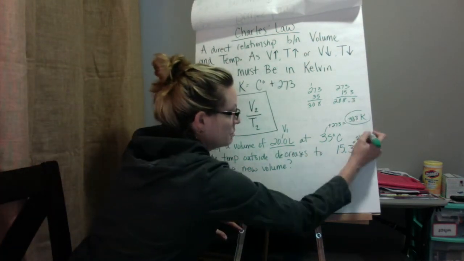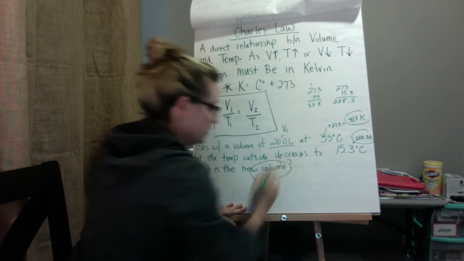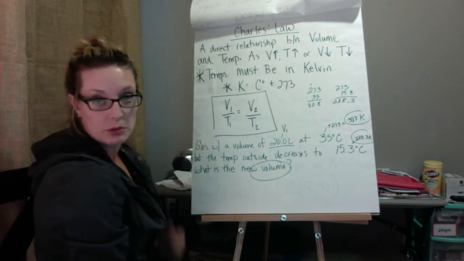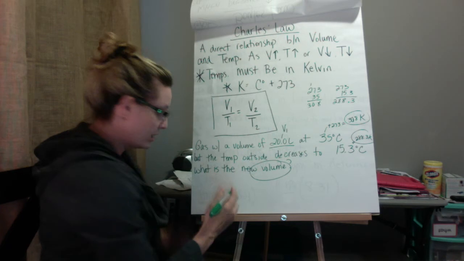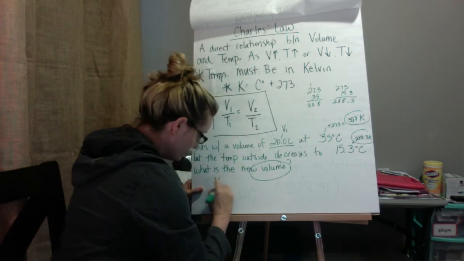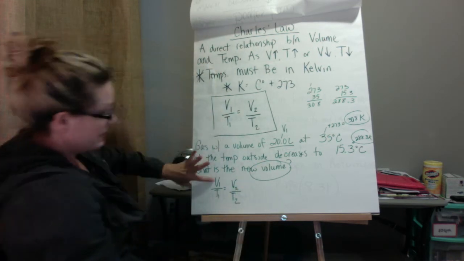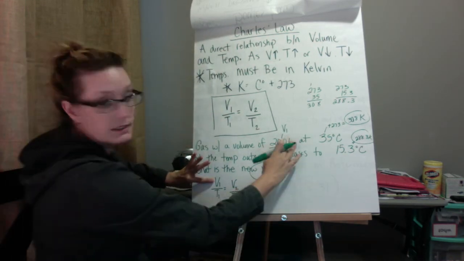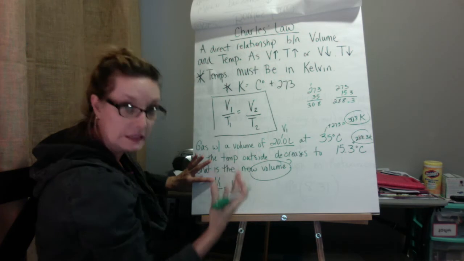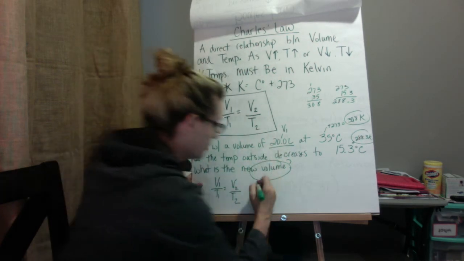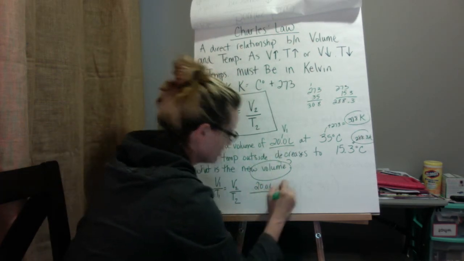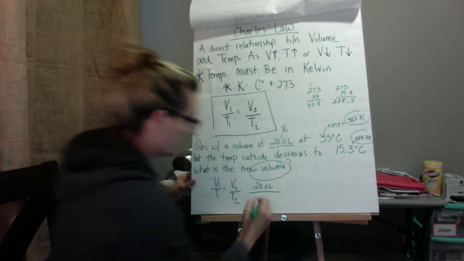So obviously that's important. New volume is important. That tells me what I'm looking for. So let's start plugging and chugging. We're going to write our formula first, always. And we're going to pick out my first volume. Volume is in liters. That's how I know it's a volume, milliliters or liters. So I put 20 liters. And my first temperature was 308.